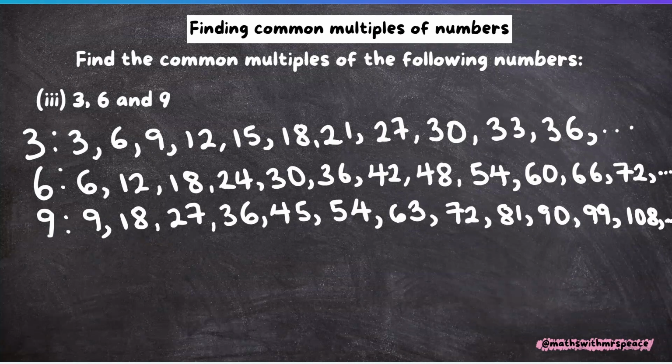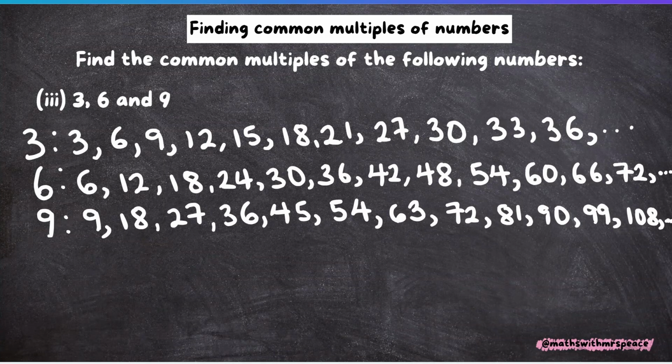The same thing goes for 9. 9 is a multiple of 3, and of course 9 is a multiple of itself, 9 as well. But 9 is not a multiple of 6, so we cannot highlight 9 as a common multiple in this case. Whatever number we decide to pick as a common multiple must be common to all three numbers.